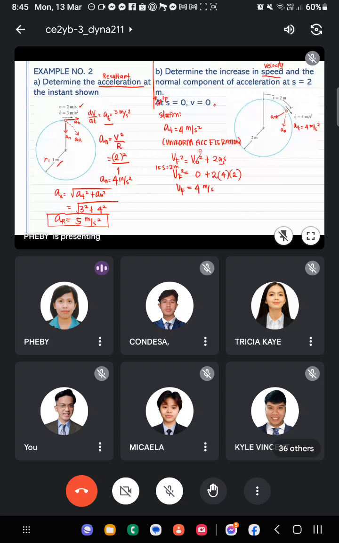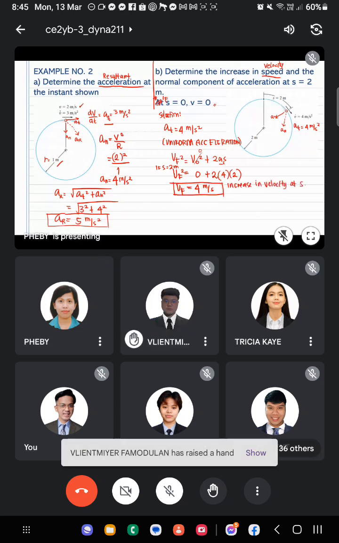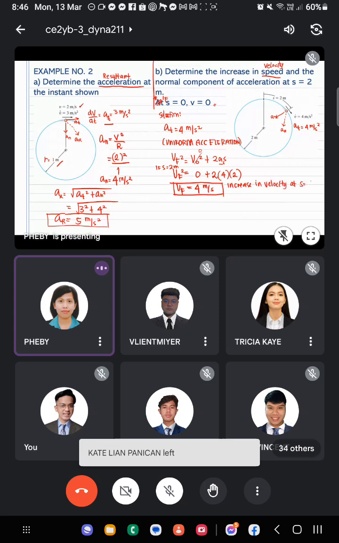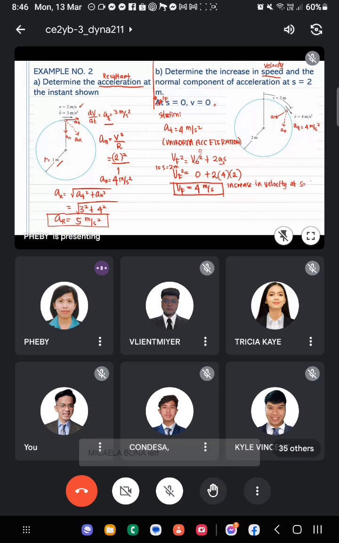So yung kanyang increase in speed or velocity at s is equals to 2 meters. Ano yon? Vladimir? Okay na pala, ma'am. Okay. So increase in velocity at s is 2 meters is 4 meter per second. Increase in velocity or yung final velocity niya, nung naging 2 meters yung kanyang s or yung kanyang displacement.